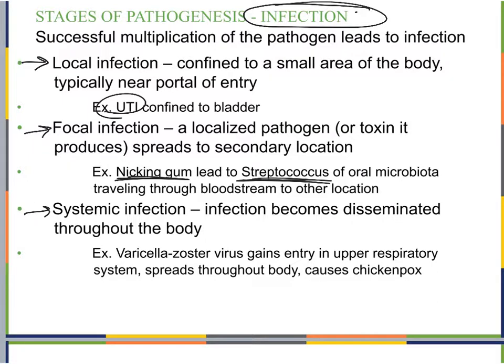And then lastly, we have our systemic infection. So this is when an infection is becoming disseminated throughout the entire body, so throughout the system. And some examples there would be the varicella zoster virus. So it gains entry in the upper respiratory system, and it spreads throughout the body, and then it causes chickenpox. So we end up seeing that throughout the entire body.